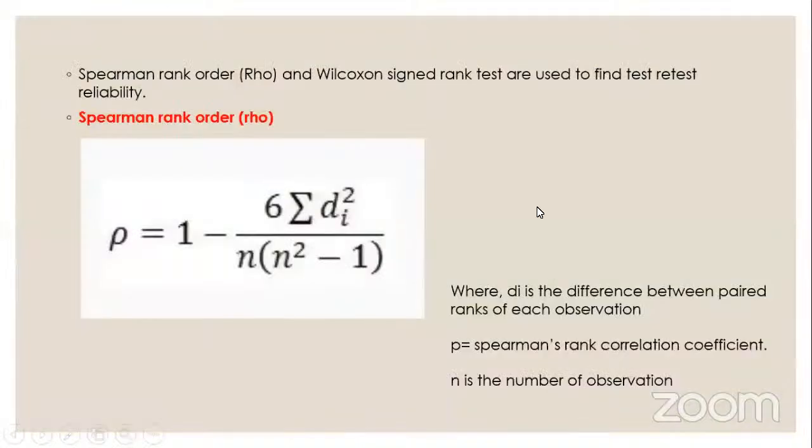And we can see the Spearman rank order correlation formula here. In order to test the test-retest reliability, we can use either Spearman or the Wilcoxon signed rank test. We will show you the application of both today. In the Spearman rank order formula, this P-like sign is called rho, known as Spearman's rank correlation coefficient, n is the number of observations, and di is the difference between paired ranks of each observation.